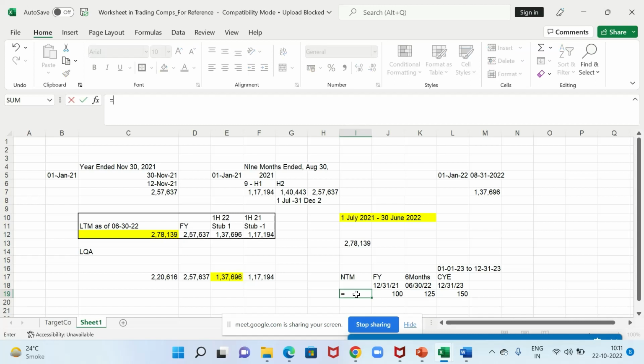For the current fiscal year, we will take the 6 months number and take this number. Yes, sir. It's given. Yes, yes. We will take that.